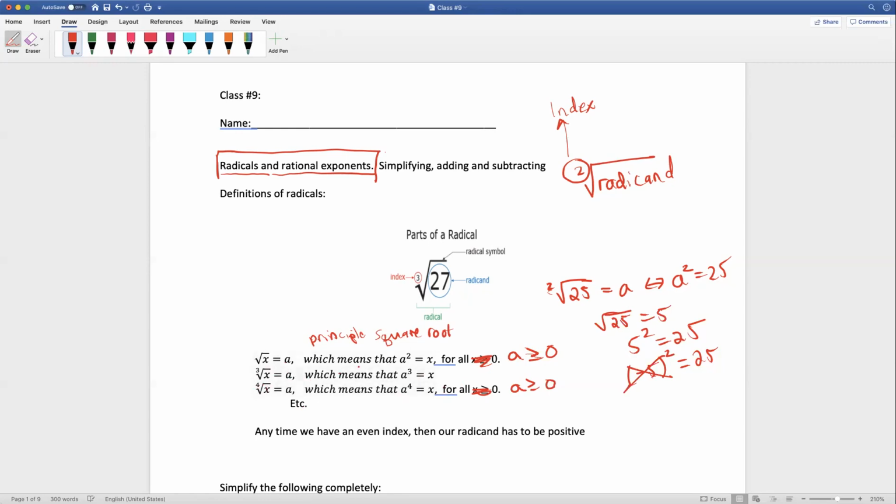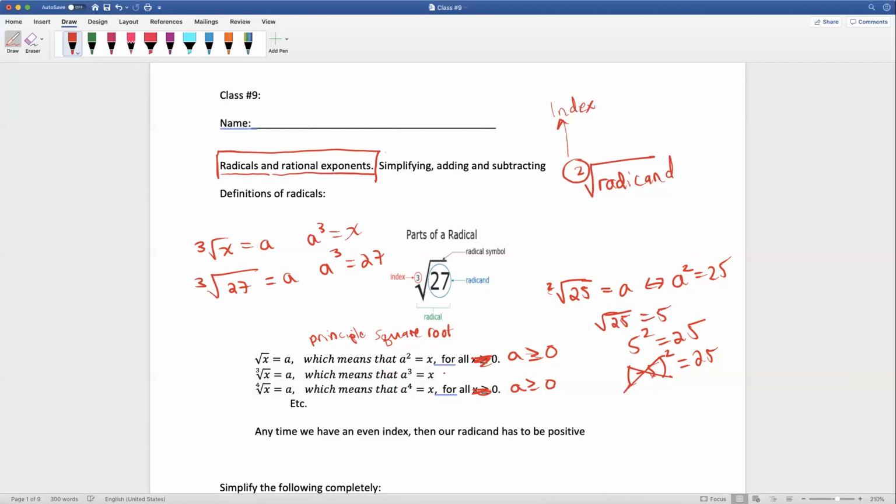The cube root of x is equal to a, which means that a cubed is equal to x. So let's think about this. The cube root of, let's say, 27 is equal to a. Well, that means we have to figure out what number, when we cube it, will give us 27. So this index here, when we reverse that order, acts like an exponent. And think about it, what number when you cube it gives you 27? Correct, that number is 3. So the cube root of 27 is the same thing as saying 3.